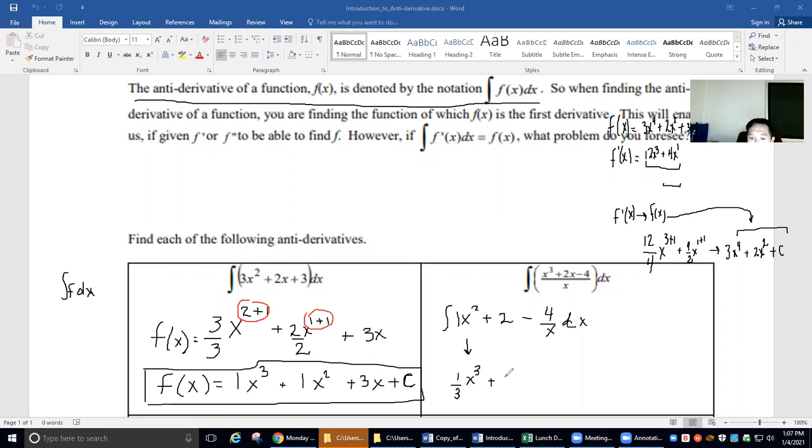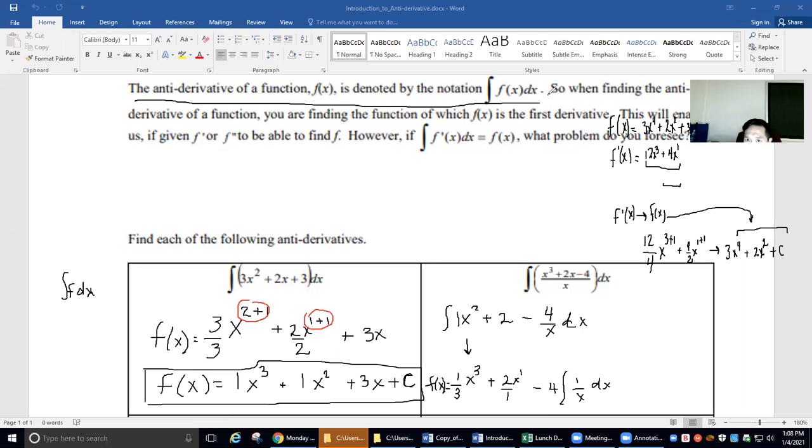Plus 2 times x, obviously the 1 power. So just to be consistent, 2 divided by 1. Again, this is writing f of x. So now the next one here, I'm going to rewrite this a little bit. If I do this, I can separate the 4 outside of the integral, because I'm basically taking the integral of each one of these, or the antiderivative.